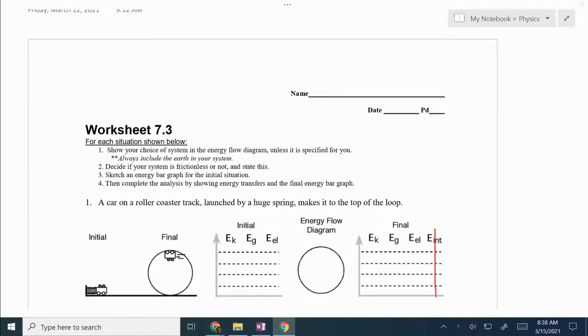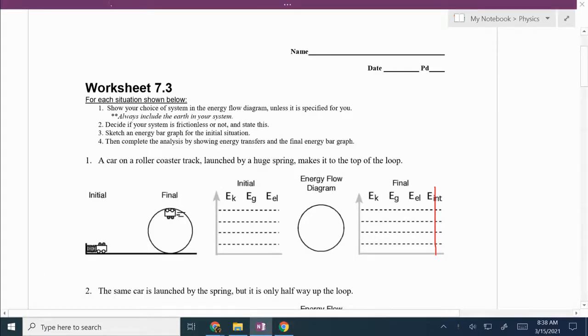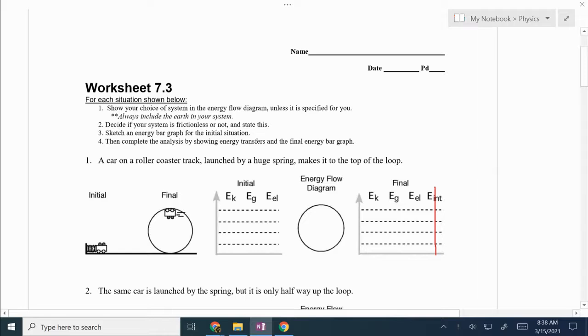Hi, in this video we're going to go over Worksheet 7.3. So let's take a look at things here. First up, we've got this spring in a cart and it's going over this loop-de-loop, very similar to the one from the physics journal. The first thing I like to do is take a look at this picture and decide what kinds of energies we have going on.